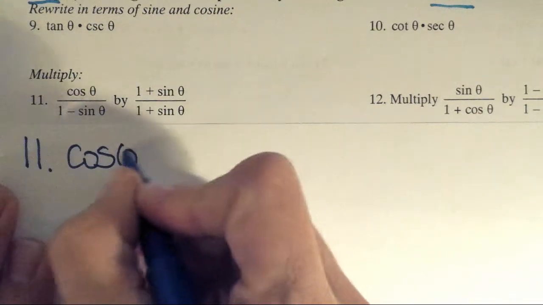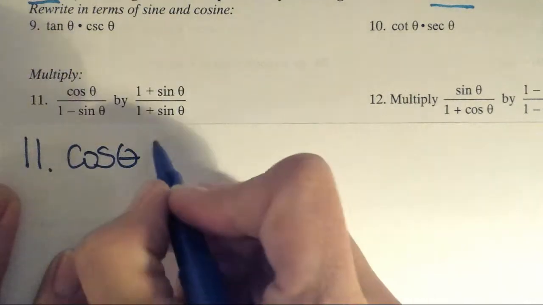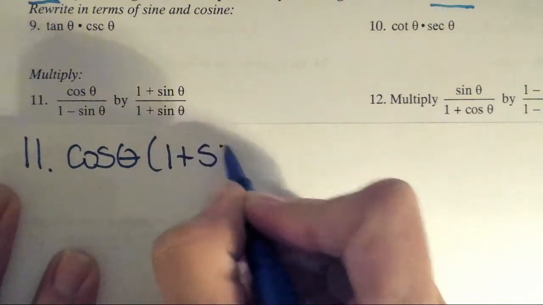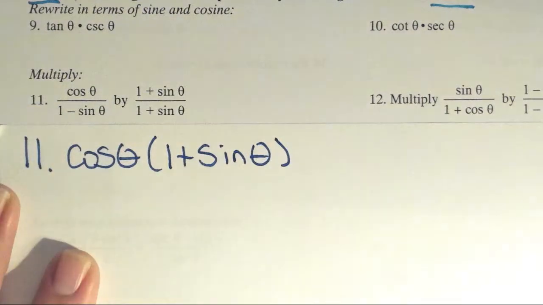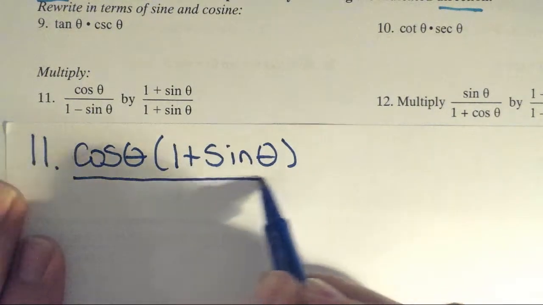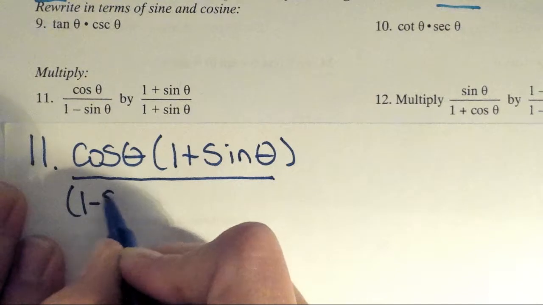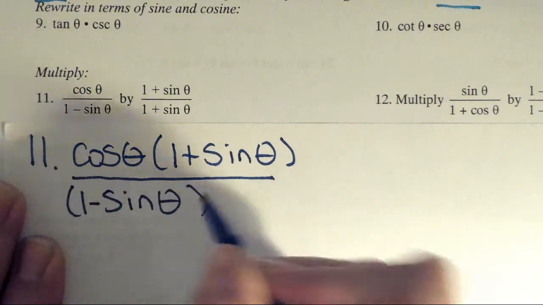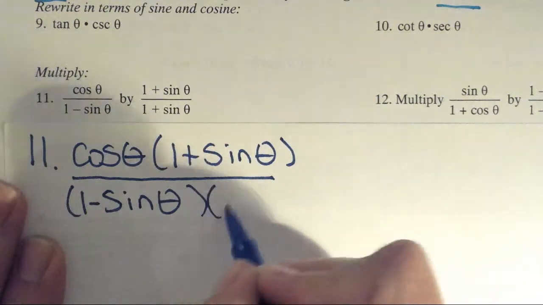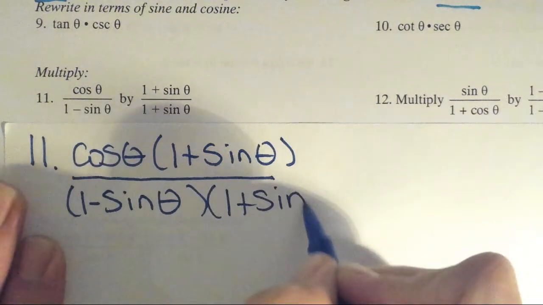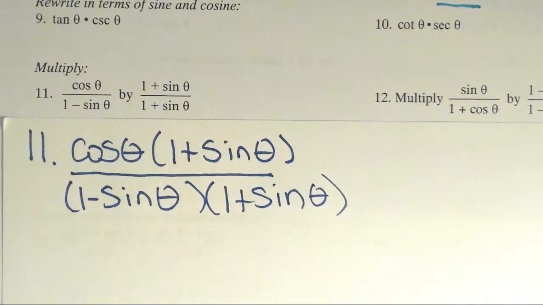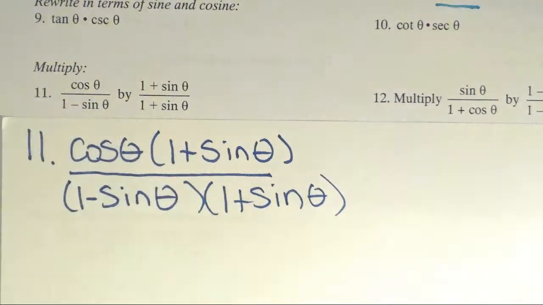I'm going to do exactly what it says. It says to take cosine theta on the top and multiply it by 1 plus sine theta. And it says to take 1 minus sine theta on the bottom, and they want me to multiply that by 1 plus sine theta. So this is when a lot of people are like, oh, Ms. L, just reduce and cross things out. I can't do that because they asked me to go multiply. So that's exactly what I'm going to do. I'm going to go multiply, and I'm going to get my answer.